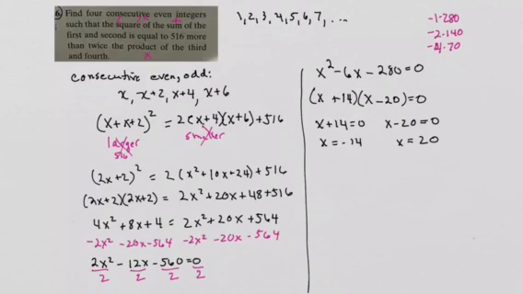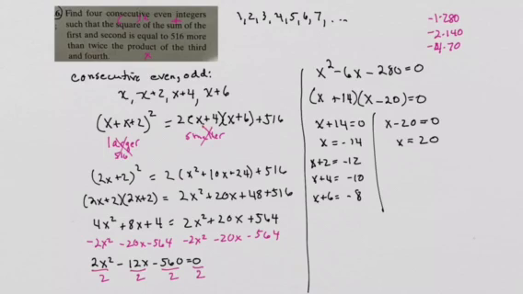This problem didn't call for positive or negative, just 4 consecutive even integers. So we have positive answers and negative answers. We have 2 sets of answers. So x plus 2, negative 14 plus 2 is negative 12. X plus 4, negative 14 plus 4 is negative 10. X plus 6, negative 14 plus 6 is negative 8. So that's one set of answers. Negative 8, negative 10, negative 12, negative 14.